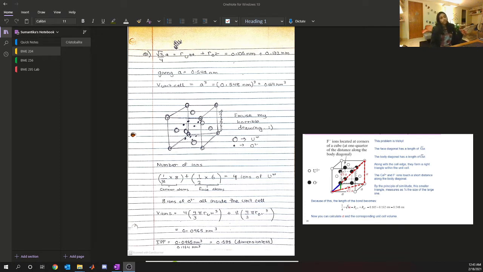Now, oxygen's all inside the unit cell. I don't know if you can tell from my drawing because it is horrible, but it's right here. I'm just going to go draw it so that everybody can see it. It's right there. So you got 1, 2, 3, 4, 5, 6, 7, 8. I counted faster than I could draw. All right, there we go. So we have 8 oxygen atoms all inside the unit cell.